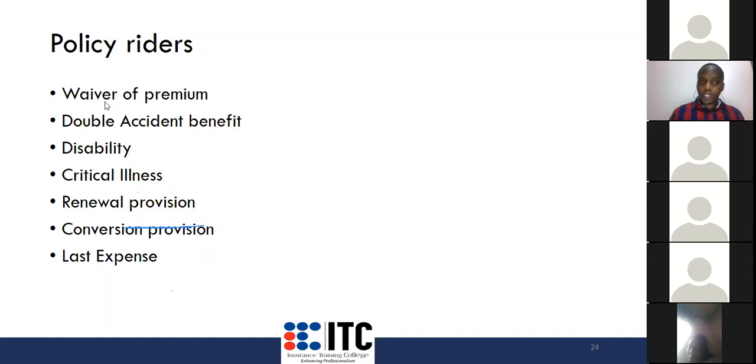Yes, but this is majorly in the event of a disability. So irrespective of whether it's an accident or a disability caused by an illness, waiver of premium will be earned. They become eligible for it as long as it is a disability. When we look at double accident, this is in relation to death.